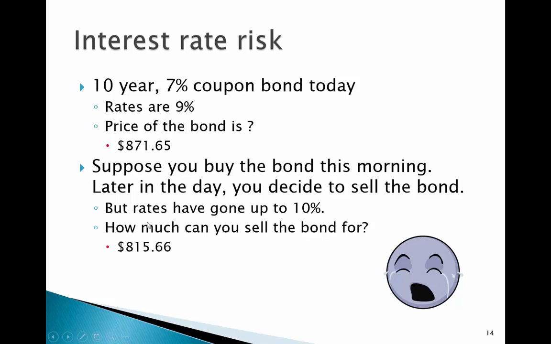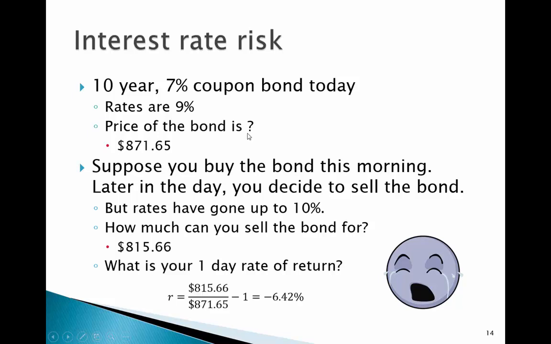Now we can calculate that rate of return, right? During the day, just one day, I bought it in the morning, sold in the afternoon. So remember, it's the money you end up with divided by the money you had to pay minus 1, and it's not surprising it's negative, minus 6.42%. All right, so that would be our one-day rate of return on owning that bond. Buy in the morning, sell in the afternoon, very short term.